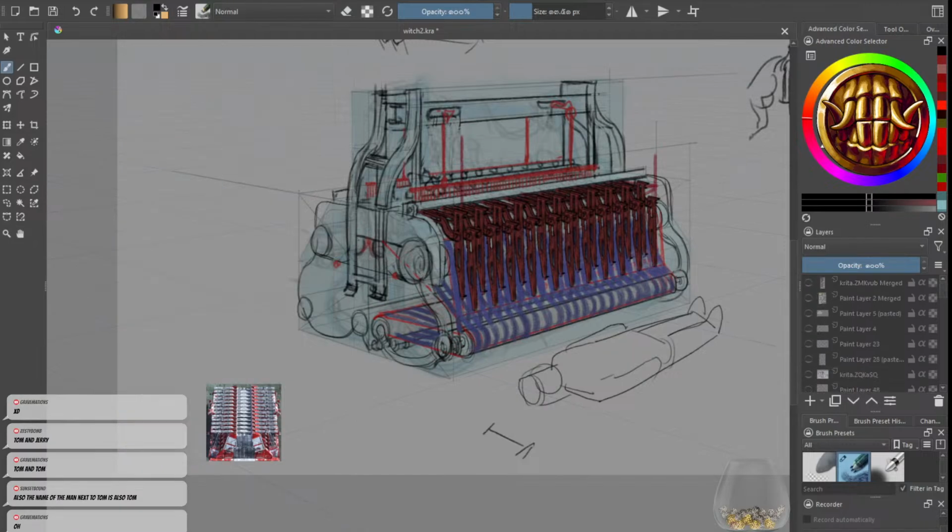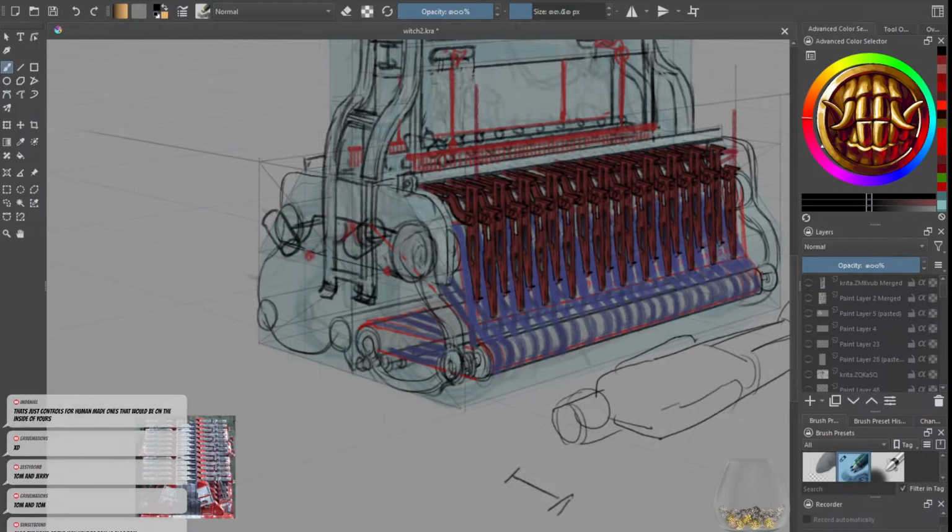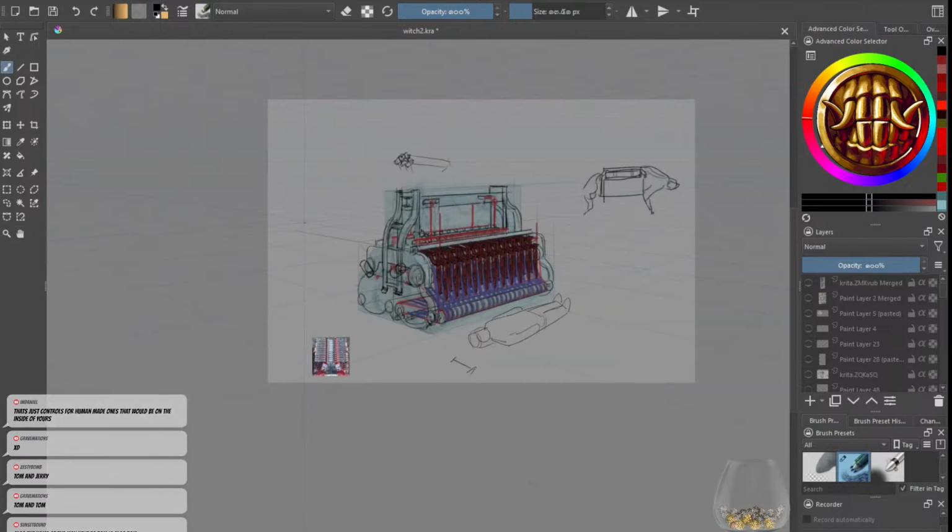Thinner, actually, because I need string to go through here. The rolls are gonna be floating here. I'll have to find a way to attach those. It'll be fun.